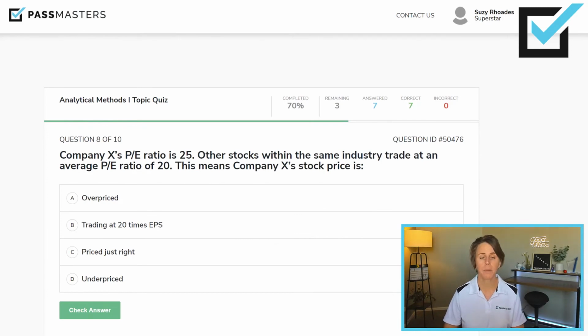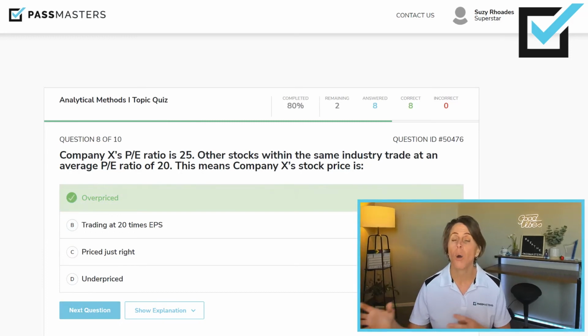Company X's PE ratio is 25. Other stocks within the same industry trade at an average PE ratio of 20. So most of the stocks within that industry, their market price is 20 times earnings per share, but company X's is 25 times earnings per share. That means that company X's stock is overpriced. Overpriced. The test loves that.